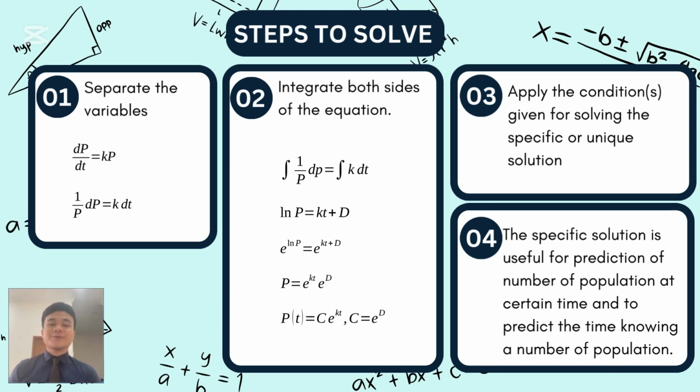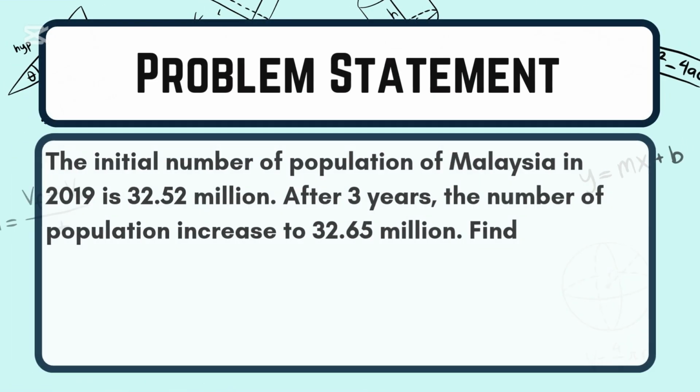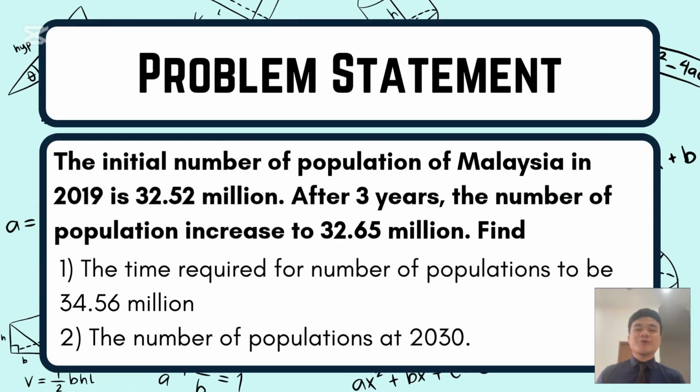After completing both steps, we apply the condition given to solve for the specific, unique solution. In this step, we want to get the specific number for each variable. It is useful for predicting the number of population at a certain time and to predict the time, knowing a number of population. We continue to the next part, which is the problem statement.